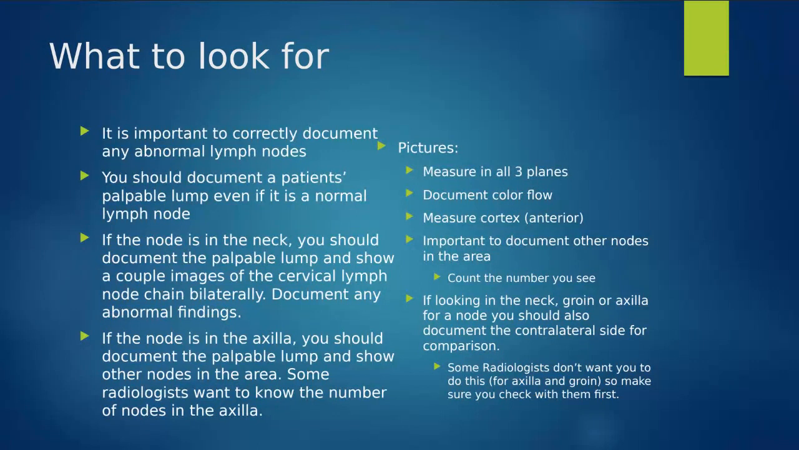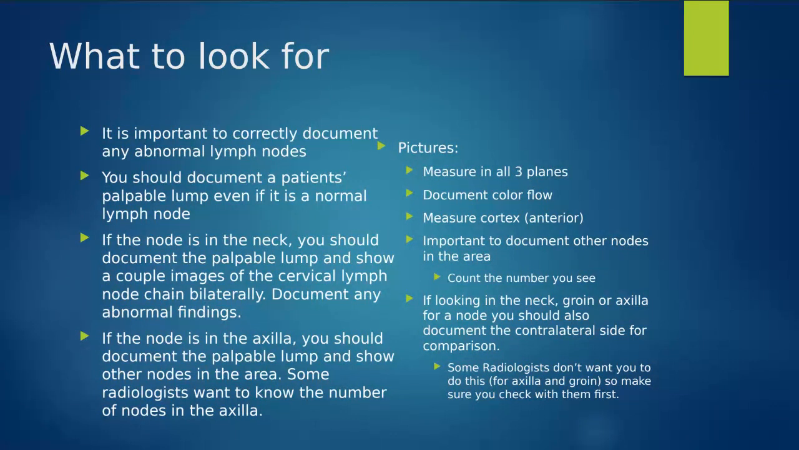We need to have a correlation for that patient's complaint. If the lymph node is located in the neck, we need to document the palpable lump and show a couple images of the cervical lymph node chain bilaterally. That's to prove that, hey, this patient has a bunch of cervical lymph nodes, and it looks symmetric on both sides.